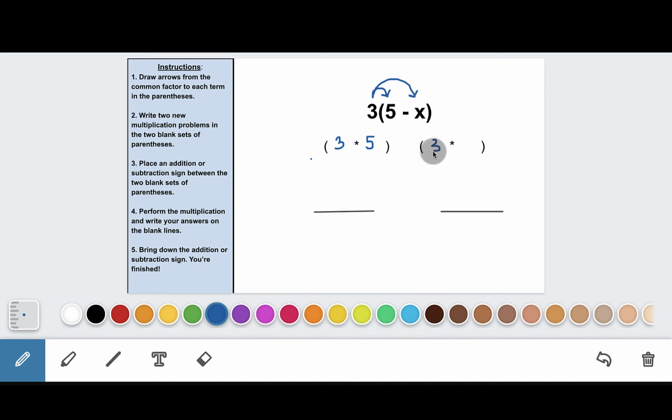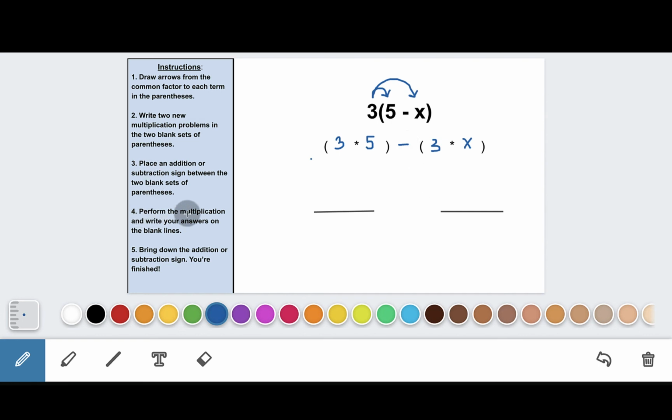3 times x. Instruction number 3, place an addition or subtraction sign between the 2 blank sets of parentheses. They are not blank anymore, but our 2 sets of parentheses here. Since this is a subtraction sign here, this is going to also be subtraction.